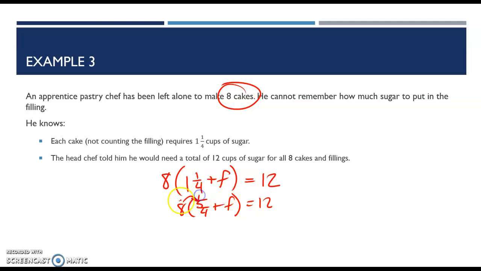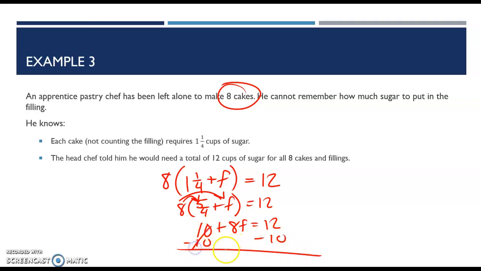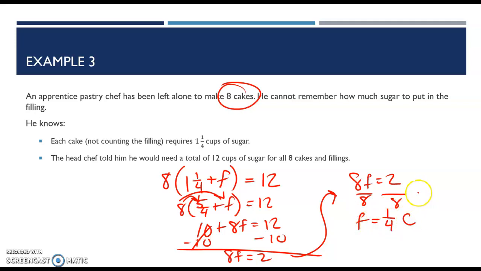Now we're going to multiply. We're going to distribute that 8 through. So I know 8 is divisible by 4 and becomes 2. 2 times 5 is 10 plus 8f equals 12. Subtract 10. And then 8f equals 2. I'm going to rewrite that up here. 8f equals 2. Divide by 8. And f will equal 1/4. And so 1/4 cup of sugar for the filling.